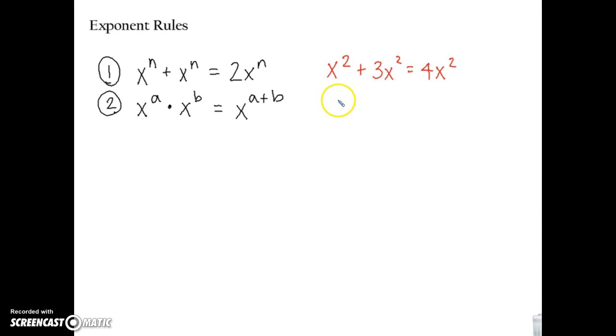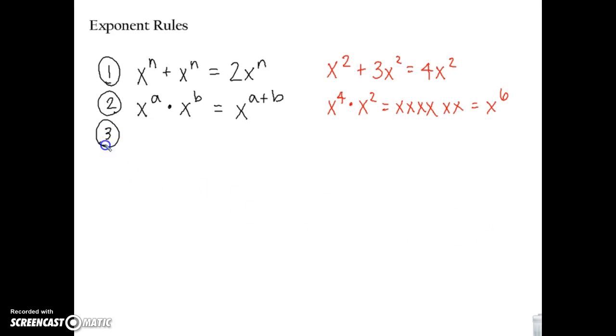So for example, you might see x to the 4th times x squared. The reason that works is because x to the 4th is the same as x times x times x times x, and then x squared is the same as x times x. So if we're multiplying, now we have 6 x's, which is x to the 6, which is 4 plus 2.